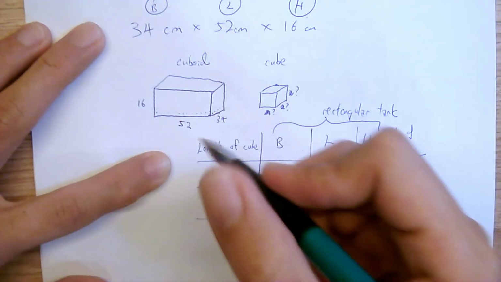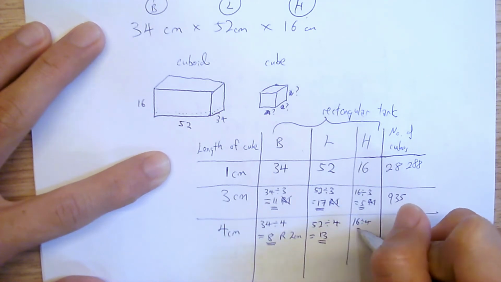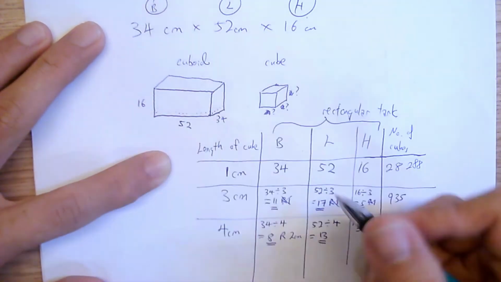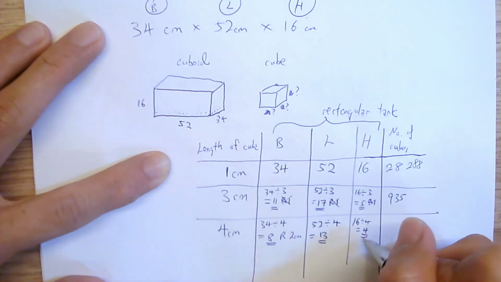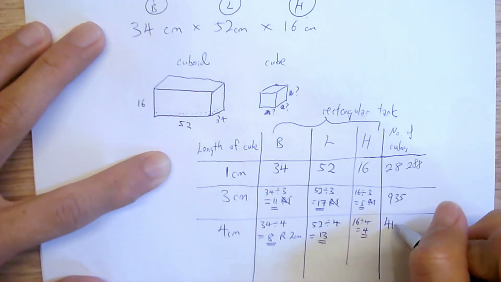Okay, how about for the height? This one will just be 16 divided by 4, right? So this one is 4, which means that if the cube is 4 cm, we can stack 4 of them up. Okay, so we have 8 times 13 times 4. So what does that give us? 8 times 13 times 4 will be 416.